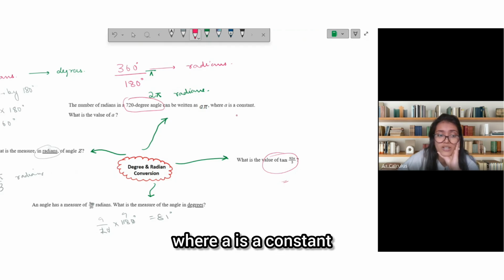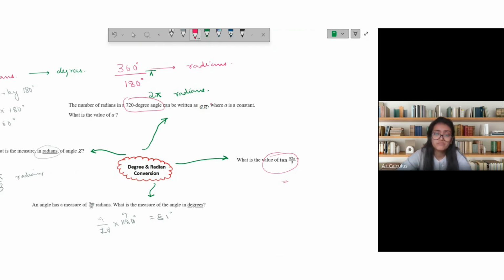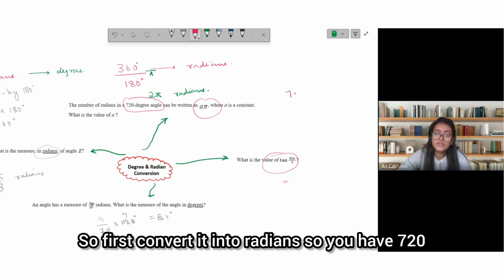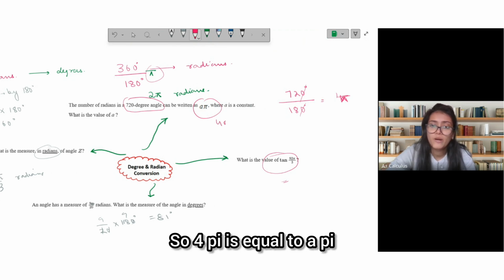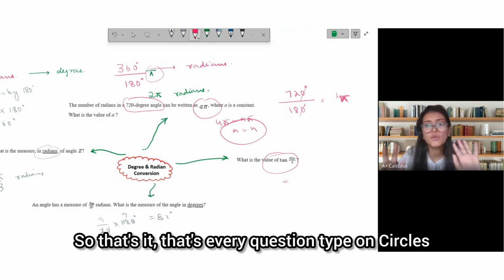Then another question type: the number of radians in a 720 degree angle can be written as a pi, where a is a constant. What is the value of a? First convert it into radians. You have 720 divided by 180, which is equal to 4, and just write a pi. So this is 4 pi. So 4 pi is equal to a pi, so the value of a is 4. That's every question type on circles.